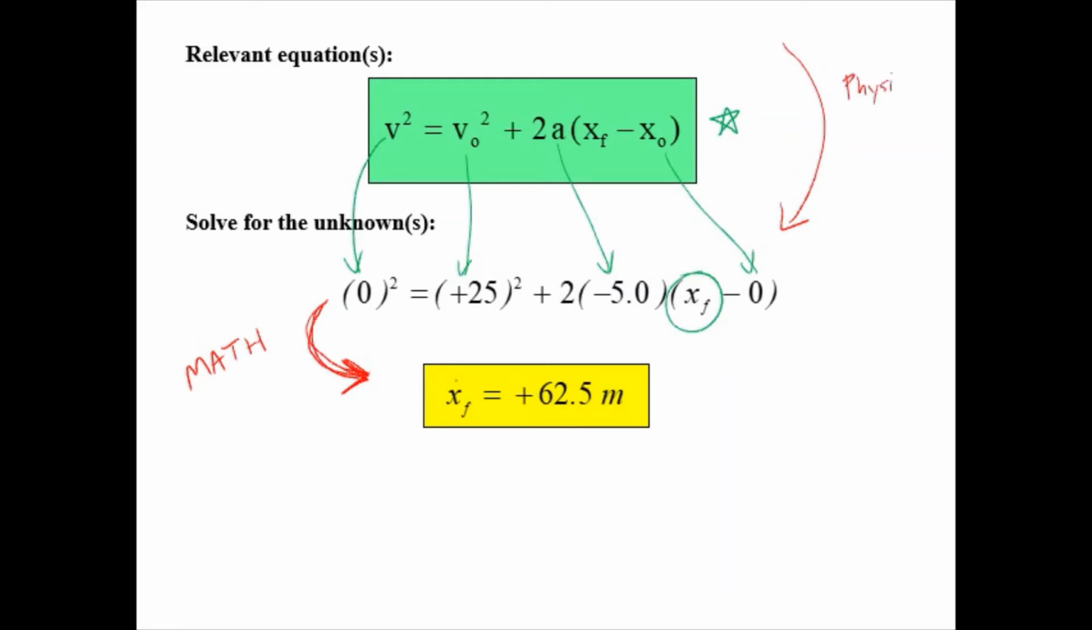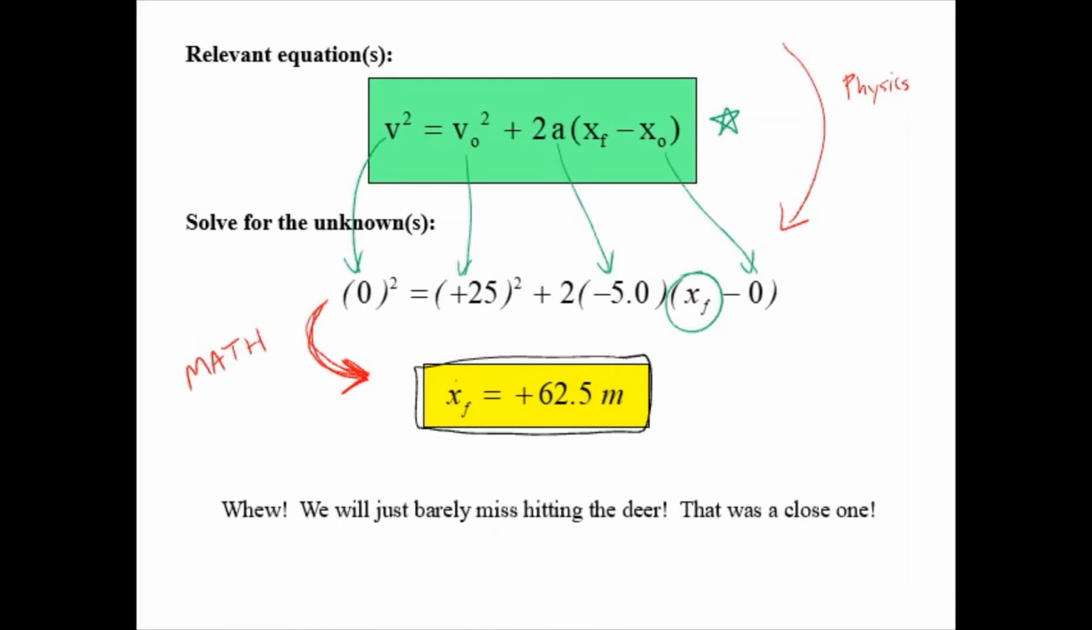Once we get the equation selected and we get our known quantities substituted in, now it becomes a math problem. And so again, this process is just the math, and if we solve it carefully, hopefully you agree with me, we get an answer of x final equals 62.5 meters, and phew, that is just short. If you remember, the deer was standing at position 63 meters, and so we come up just short of hitting the deer, and so that's a good thing in this case. Okay, that was a close one.